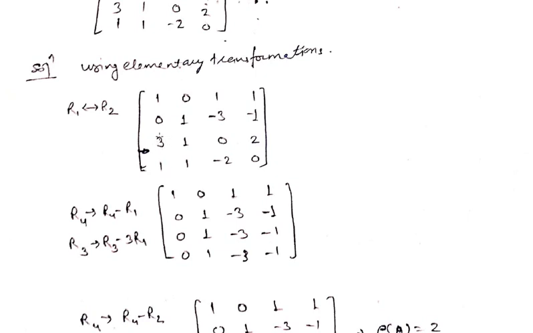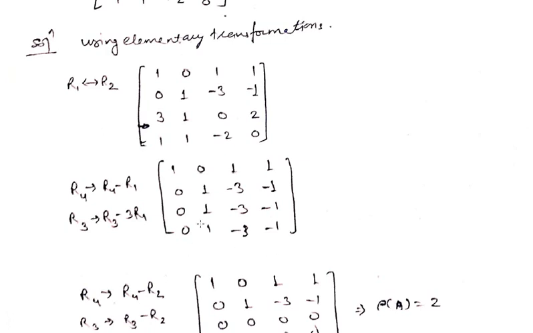Now to convert this 3 into 0, what will we do? We will subtract 3 times the R1 row from the third row. So R3 minus 3R1 will give us 0 here. But in that case, nothing will change in the R1 row and R2 row. So when we apply these two transformations, the third row becomes 0 1 minus 3 minus 1, and the fourth row becomes 0 1 minus 3 minus 1.